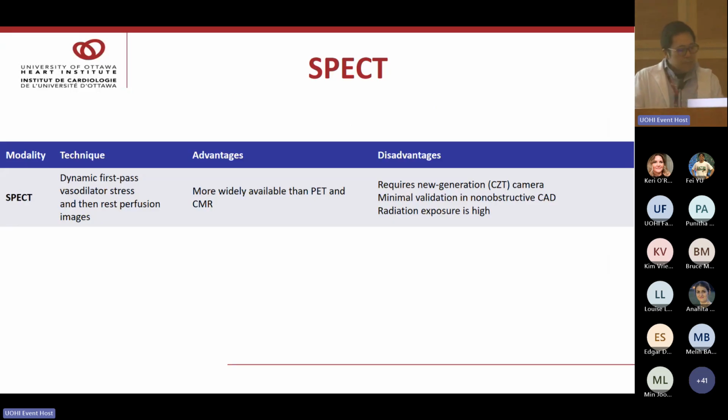The last piece is SPECT. Similar to PET, SPECT can be used to quantify myocardial blood flow. Although a new generation camera is required, there is growing data to support the accuracy and good reproducibility of the measurements. SPECT is more widely available compared to PET and CMR. SPECT may have potential to play an important role in CMD in the future.